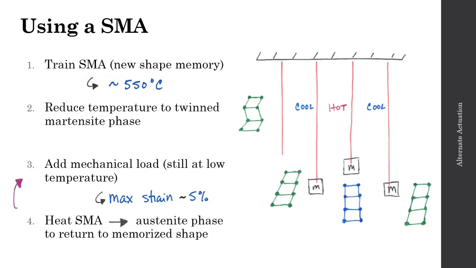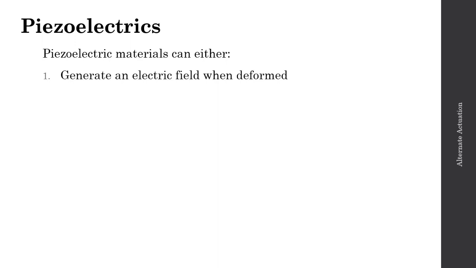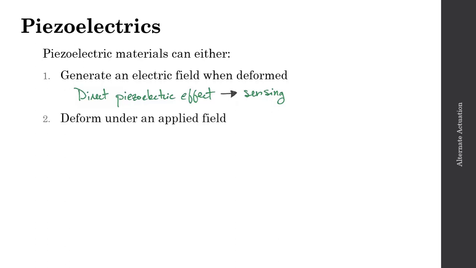In addition to SMAs, another common alternate actuator for mechatronic systems are piezoelectrics. Piezoelectric materials can either generate an electric field when they're deformed, and this is what's referred to as the direct piezoelectric effect, which is very important for sensing. So for example, using this as a pressure sensor or a strain sensor, or they can deform under an applied field. This is what's referred to as the indirect piezoelectric effect and is utilized for actuation.